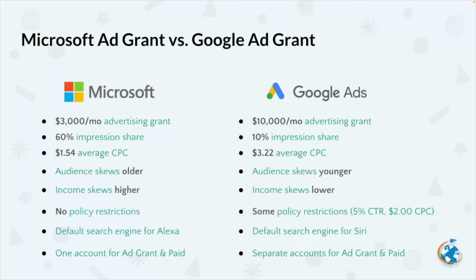And there are also no policy restrictions, whereas with the Google Ad Grant, they have a few quality rules around click-through rate or a $2 cost per click limit. We don't have those same policy restrictions within Microsoft Ads. So those are some of the differences between Microsoft and Google. We definitely recommend still using both of them, using the two different platforms and channels available to nonprofits, because they will have somewhat different audiences and somewhat different advantages and disadvantages. So it's not necessarily one or the other. We definitely encourage you to try both.